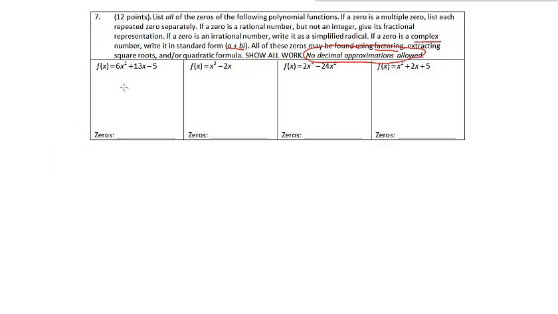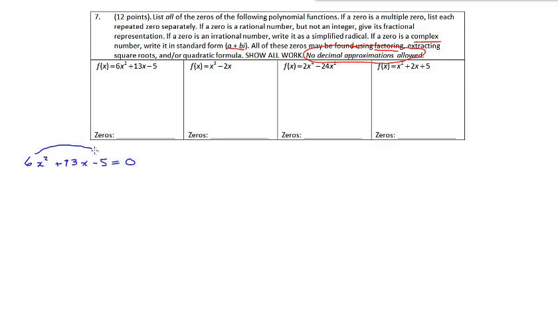So let's just recall what it means to find a zero. We'll start with this first problem. 6x squared, let me clean that up a little bit. Let's go with this color. 6x squared plus 13x minus 5, and we're finding zeros, so set it equal to 0 and solve for x.